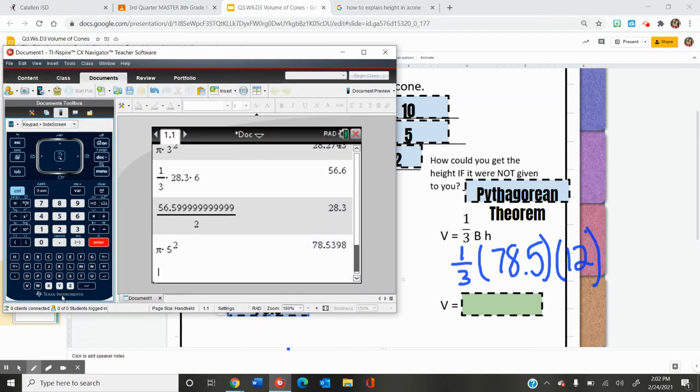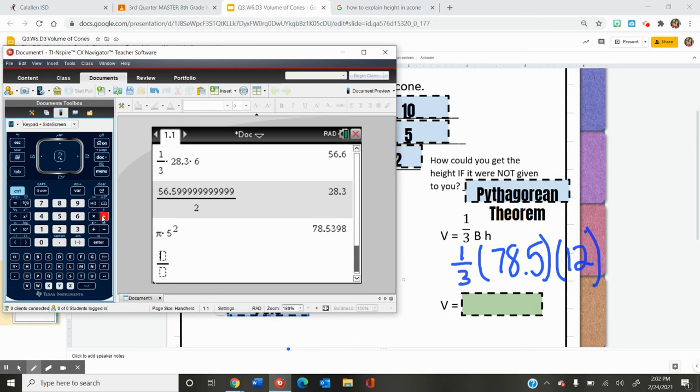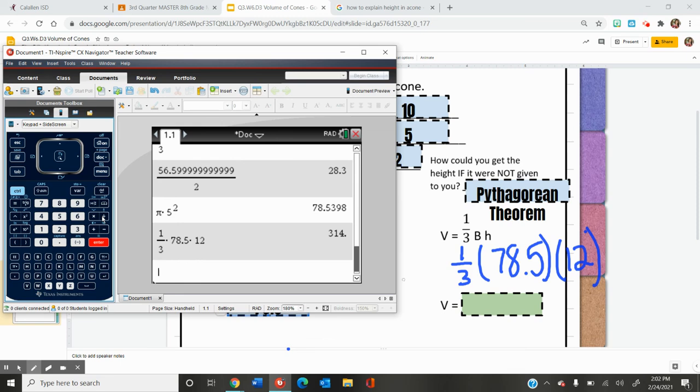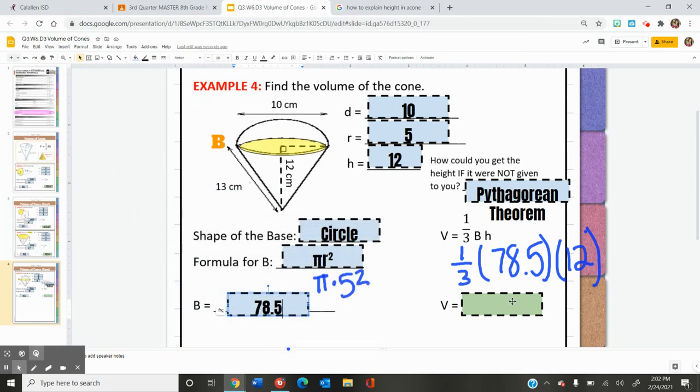So coming over here, I'm going to put Control Divide. I have 1 on top, 3 on the bottom. I'm multiplying this by 78.5 times 12. And here I get 314. So the volume of this cone is going to be 314.